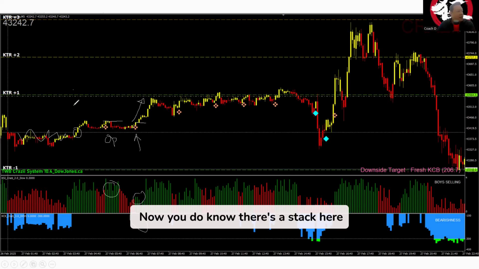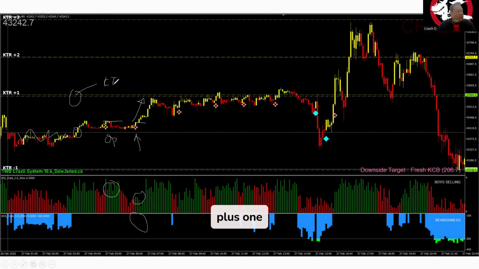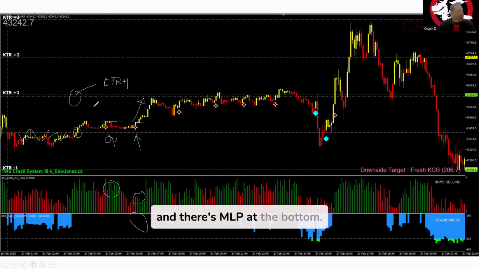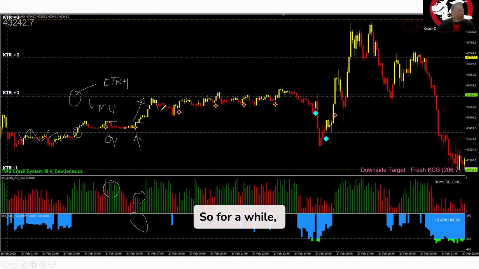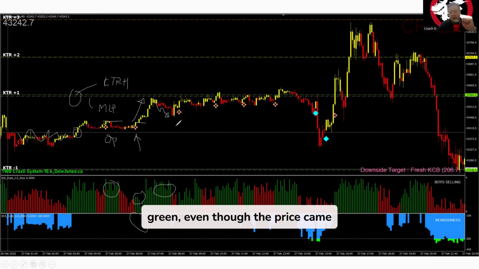Now, you do note there's a stack here. There's a KTR +1, and there's MLP at the bottom, so that is why there's a stack there. So I know that the market most likely will be going there later. For a while, the market pulled back down. I was not concerned because the KSI was green, even though the price came down.